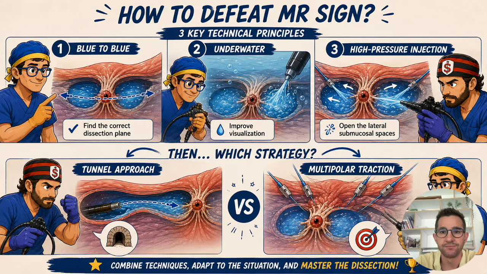So how to defeat muscle retracting sign is the question here. How can we succeed in this resection? I will show you three key technical principles, small principles, and after we will go into two different approaches, two different strategies, tunnel approach or multipolar traction approach. I don't have the answer of which one is better, but I will show you different strategies and different choices that can help you to treat the patient.